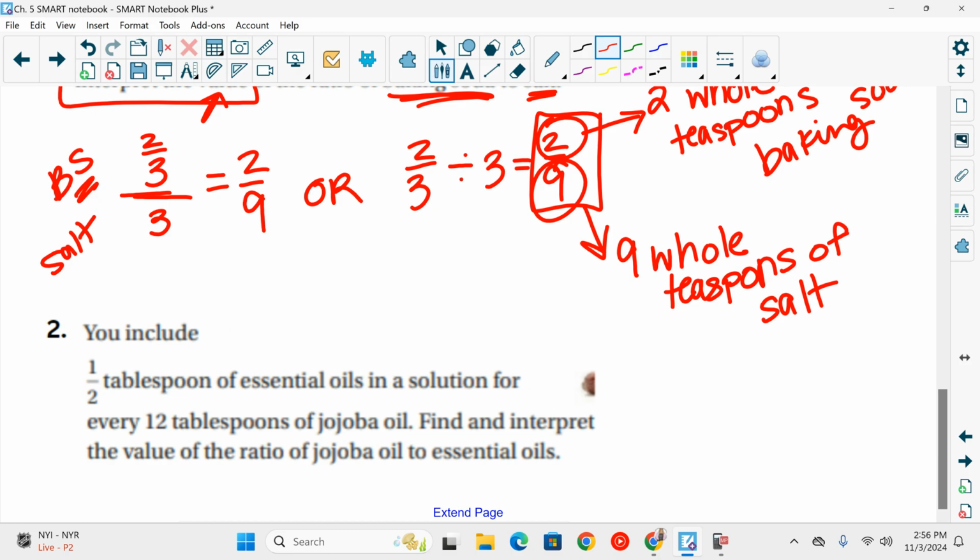All right, so we got another one just like it. It says you include 1/2 tablespoon of essential oils in a solution for every 12 tablespoons of jojoba oil. I don't know how you're going to say that. Find and interpret the value of the ratio. Once again, we're interpreting the value of the ratio of oil to essential oils. So I want you to take a second and set it up. How are you going to find the value of this ratio?